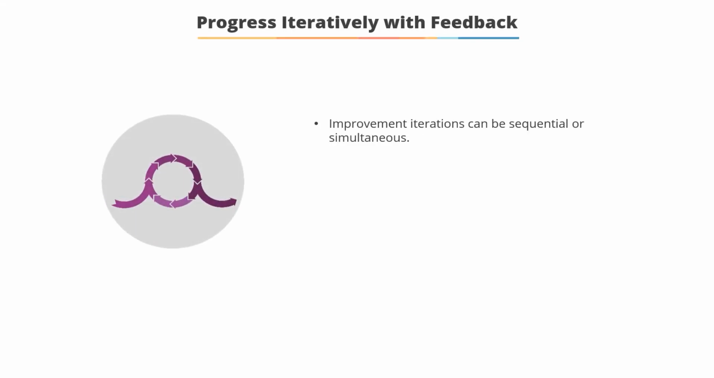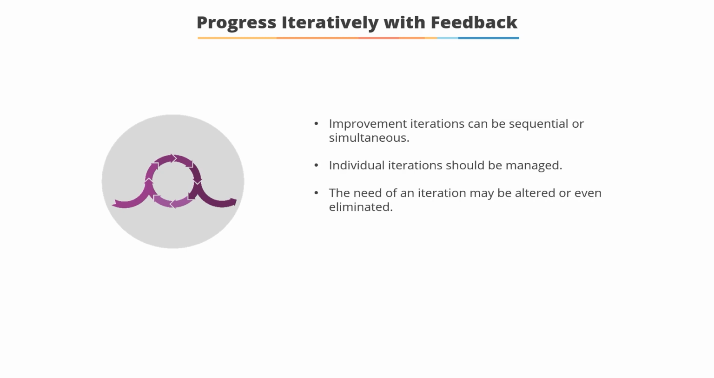Let's learn about the third guiding principle: progress iteratively with feedback. Improvement iterations can be sequential or simultaneous, based on the requirements of the improvement and what resources are available. Each individual iteration should be both manageable and managed, ensuring that tangible results are returned in a timely manner and built upon to create further improvement. When the iteration is being undertaken, circumstances can change and new priorities can arise, and the need for the iteration may be altered or even eliminated.